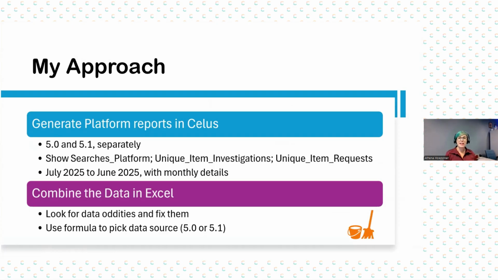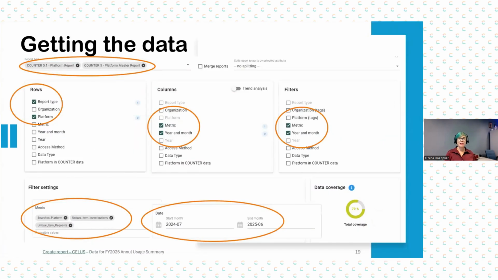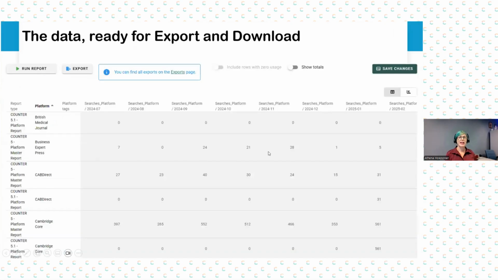So I looked for oddities and then I had to go fix them, maybe run new reports for particular platforms to get data that made more sense, and use a formula to pick which data source to use, 5.0 or 5.1. And this is what it looked like in generating the report. This is the screenshot of the CELUS Create Report screen. And you can see how I've set up my rows, my columns, my filters, and then applying those filters. And then I clicked run, and here is the data.